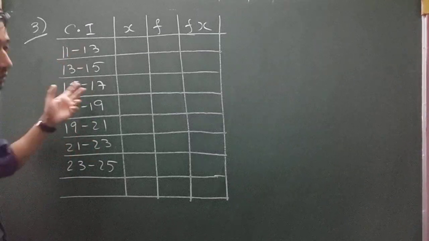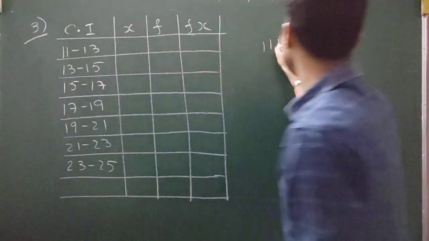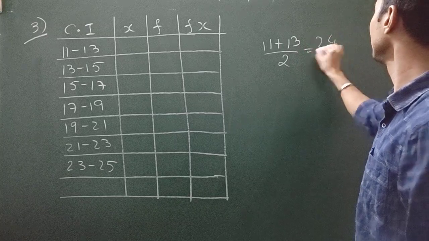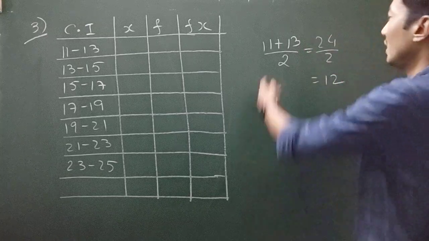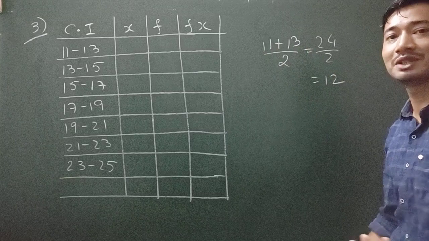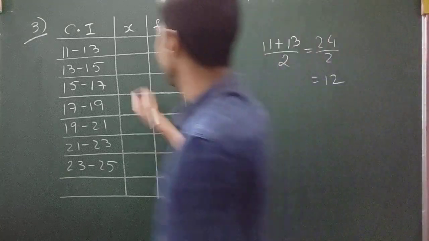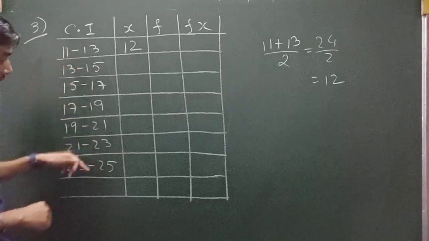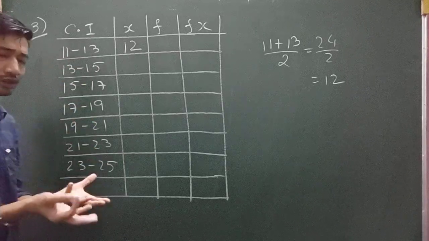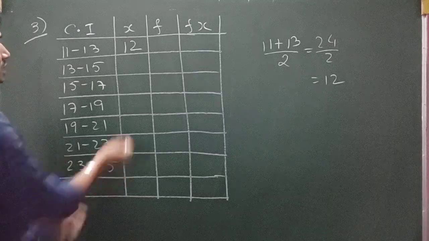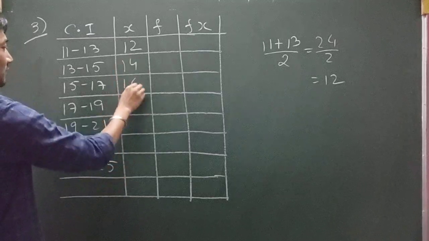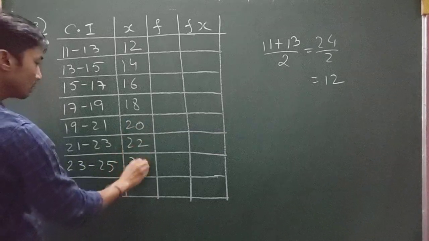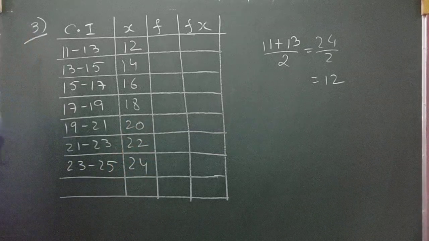Middle value, if you wish you can calculate, I'll show you one more next time, so I'll be doing it directly. So 11 plus 13, 24, divided by 2. Or we can guess also, between 11 and 13, what is the middle value? It's 12, simple as that. So it goes up by 2 each, and it is a continuous distribution. So 2 each: 14, 16, 18, 20, 22, 24. Not a problem there.